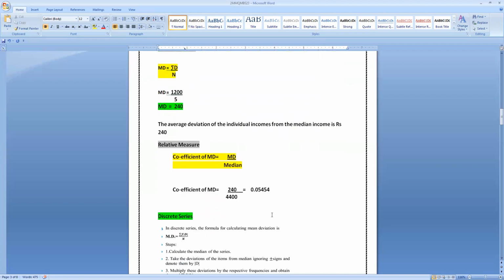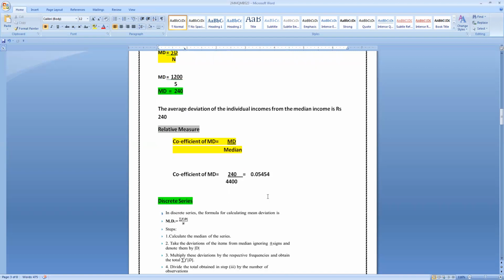The same thing we have to calculate with the help of relative measure. The formula is coefficient of mean deviation is mean deviation divided by median, because whatever average we have used for the deviation, the deviation has to be divided by the same thing. Therefore, coefficient of MD is 240 divided by median value 4400. Therefore, the coefficient of mean deviation is 0.05454. So, this is how we need to calculate in an individual series.